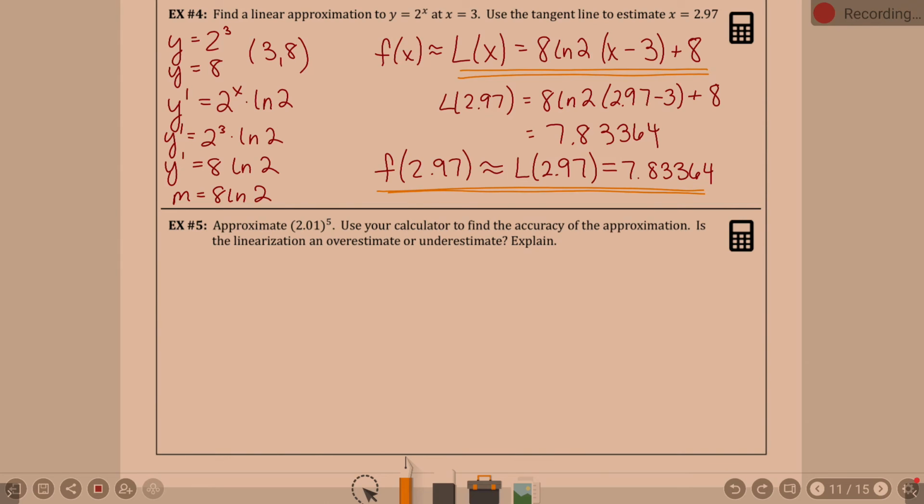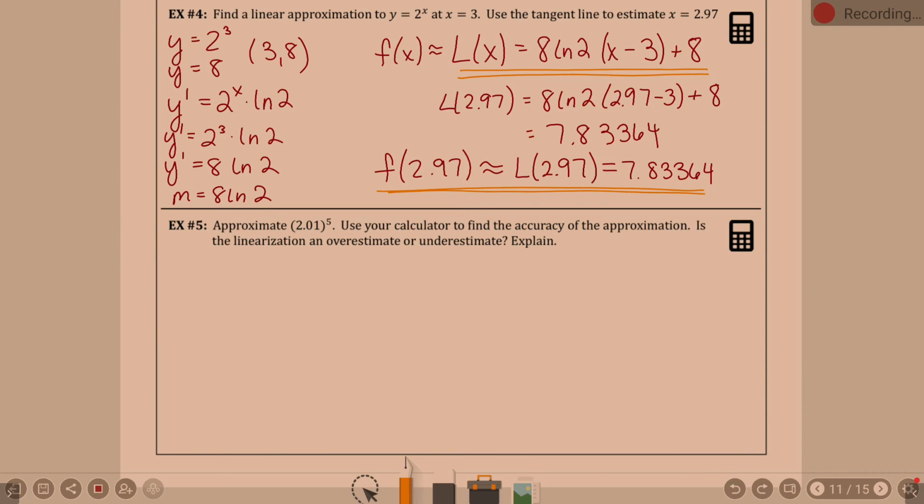And for reference, if I did 2 raised to the 2.97 power, I get 7.83536-2381. Very close to that, isn't it? And they're not always that close, but that one's very close. It didn't ask me to find any amount of error, though, so we won't worry about that.